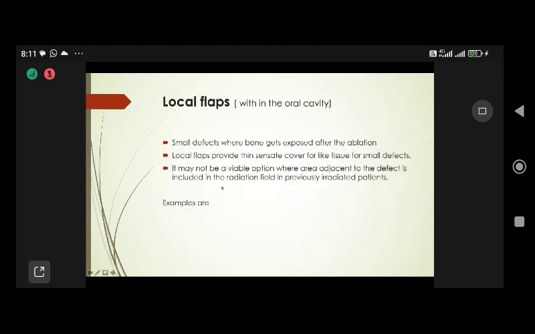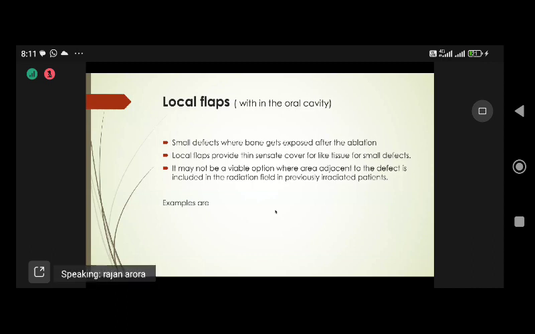Local flap within the oral cavity. Small defects where bone gets exposed after the ablation. Then local flap provide thin sensate cover for light tissue for small defects, and it may not be a viable option where area adjacent to the defect is included in the radiation field in previously irradiated patients.